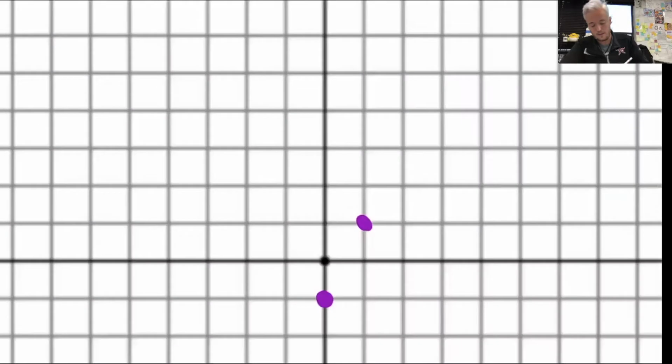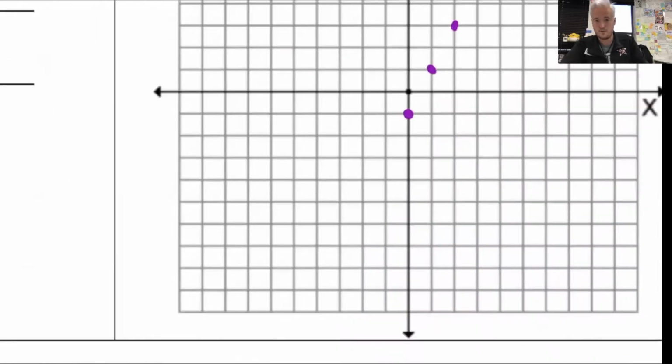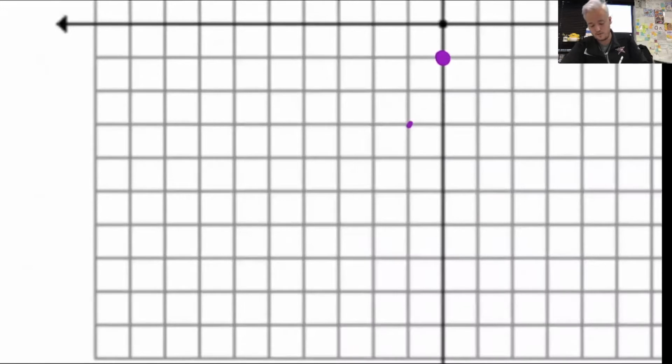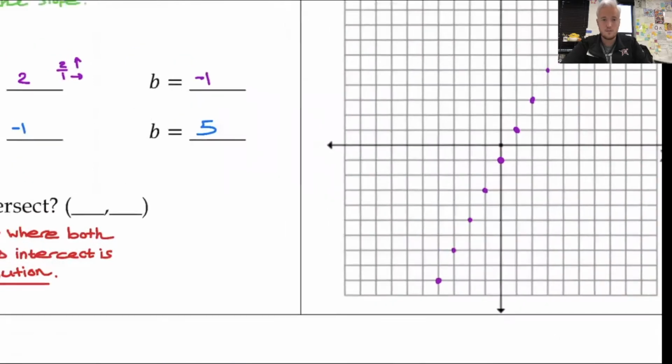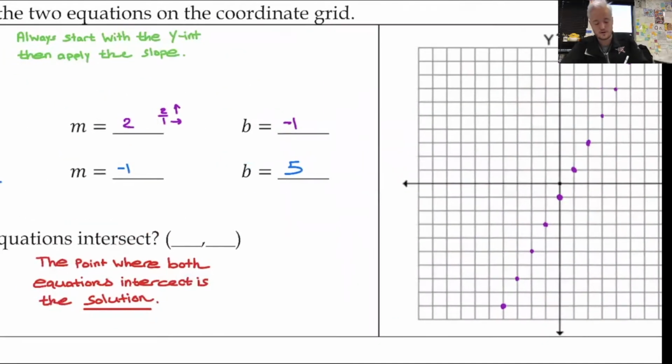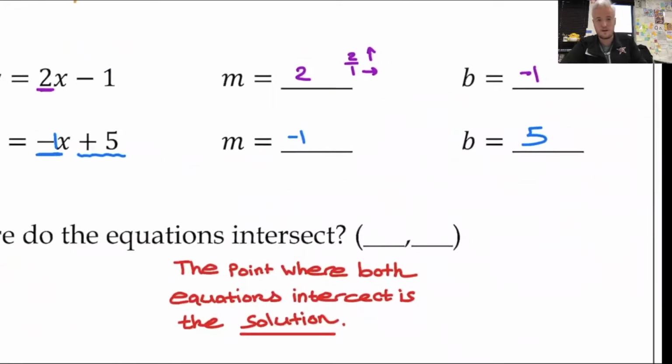All right, and I'm going to keep that pattern going: up 2, right 1, up 2, right 1. I'm being very strategic and putting as many points as possible before I do my line. There's a reason for that, which will be apparent hopefully in a minute. Before, you could just do 2 points and graph your line, but I'm going to be strategic by placing every point possible.